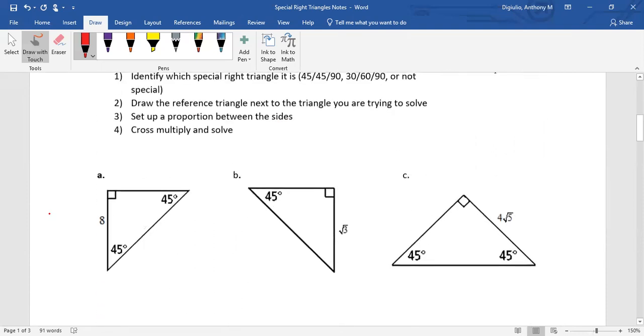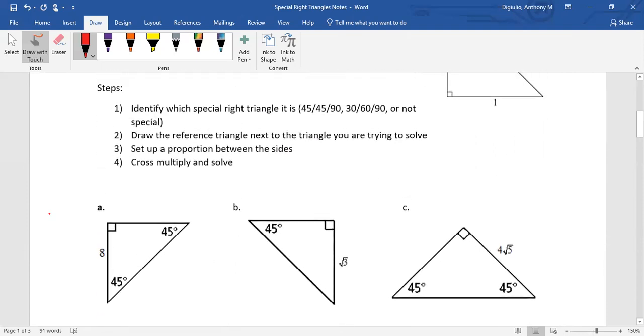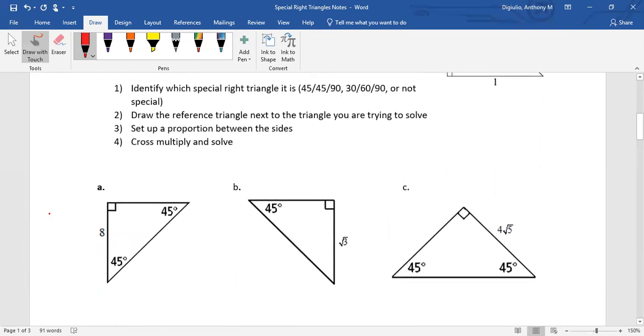So I like to write down steps. I'm a steps person. First thing we need to do is identify which special right triangle we have. So either 45, 45, 90, or 30, 60, 90, or maybe it's not special, and we'll talk about that next class. We're going to draw the reference triangle next to it, set up a proportion, and then we're going to solve. So first one that I'm looking for here, okay?